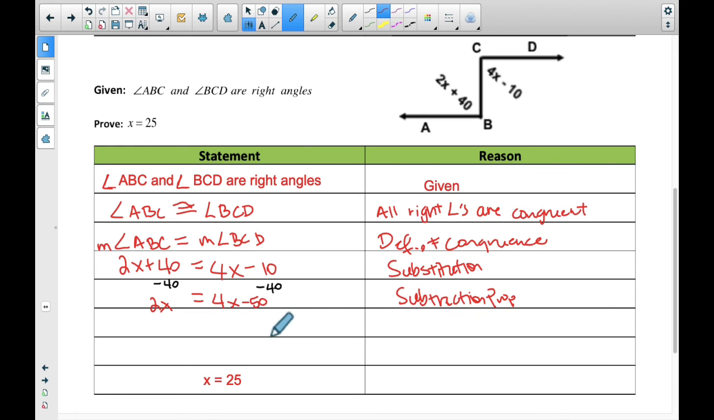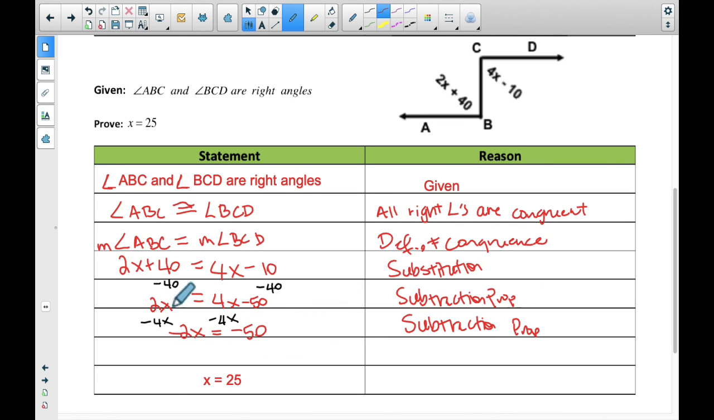Okay, I'm solving for x. What do I need to do now? I think I need to subtract my 4x. Move it to the other side. And what do we call that? Once again, we call that subtraction property. And what that leaves us with over here is a negative 2x equal to negative 50.